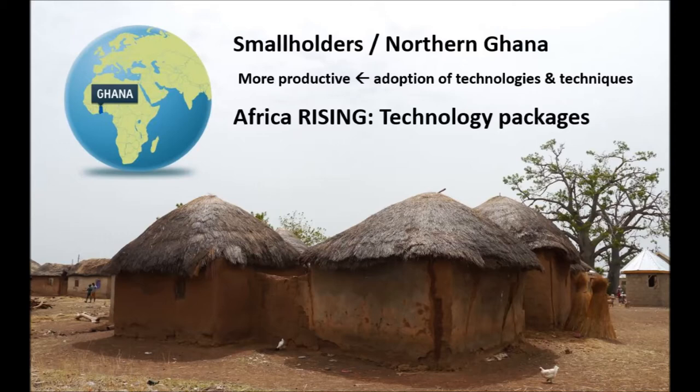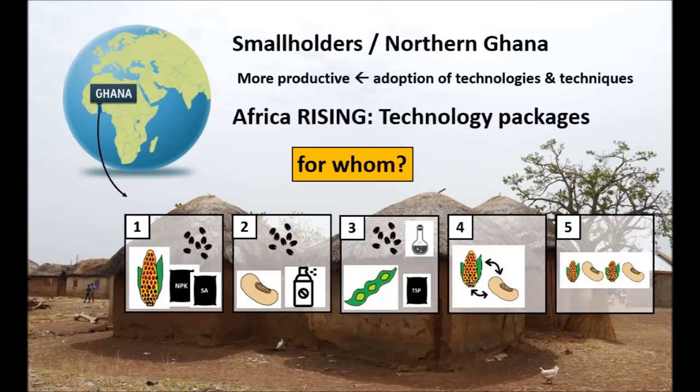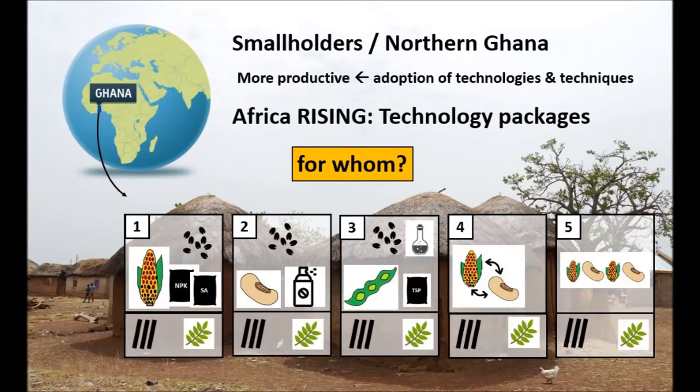And what do I mean with technology packages? Let me show you. These are five that I focused on for an impact assessment that I did. There's maize, cowpea, and soybean, a maize legume rotation, and a maize legume strip crop. The technology packages have a technology and a technique component. Technology means, for example, fertilizer, seeds, inoculum, and rhizobium. And the technique would be row planting and incorporation of green manure. So there you go. These are five technology packages that I compared and looked at.